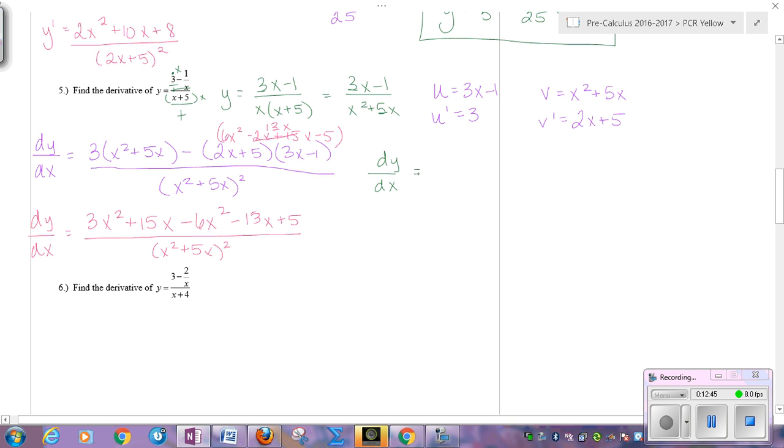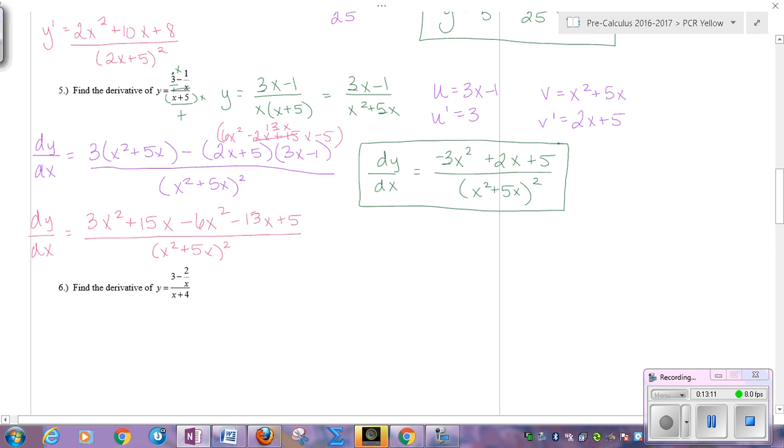So let's go ahead and combine some like terms now. So we have a negative 3x squared, and then it looks like we have 2x plus 5 all over x squared plus 5x squared. And there's your derivative, so you can leave it just like that.